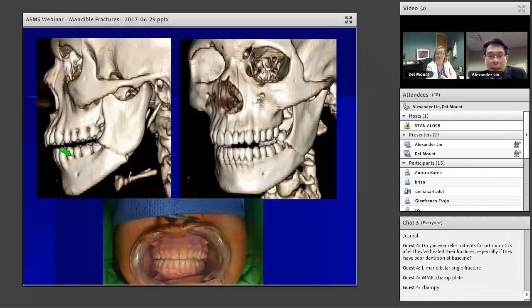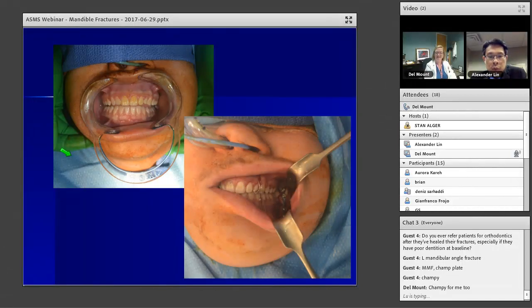And you can see, I like the lower picture there to show you what this patient's complaining of, and they're complaining of left open bite, and this is a teenager, 18-year-old. Yeah, Champy plate, agreed. So here's a picture where I used maxillomandibular fixation screws that you can see here and here, and there's a Champy plate right there.